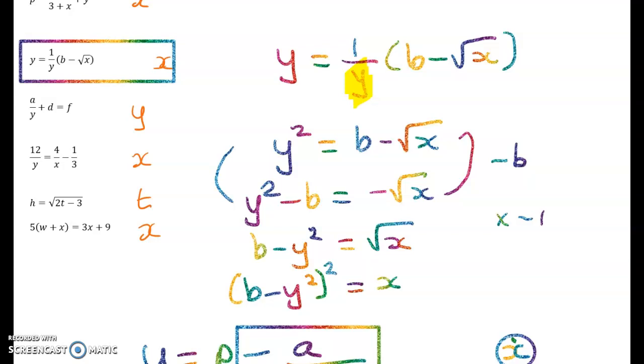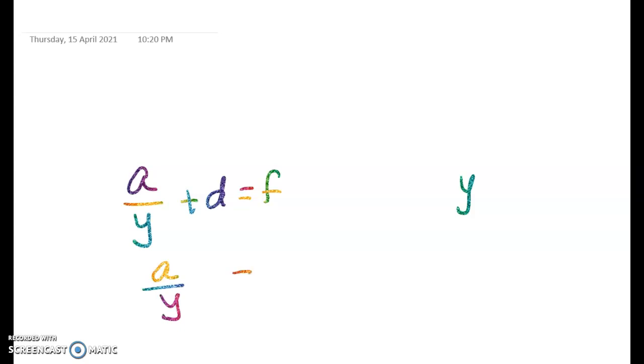Right, I'm just going to do one more in this video and then I'm going to stop. So I'm going to do this one. A over y plus d equals f. And I want to make y the subject. So I'm going to isolate everything that hasn't got y's in it on one side. So this plus d, I'm going to subtract from both sides.